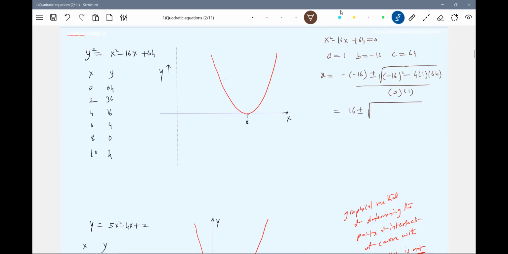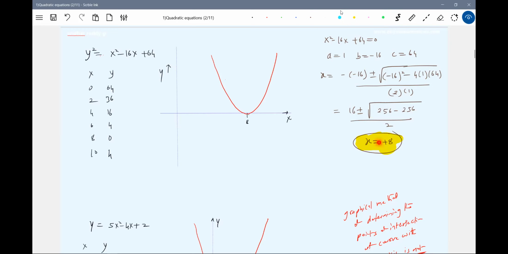16 plus or minus square root of 256 minus 64 into 4, which is 256. I think this will be 16 by 2. So finally, I'll end up with 8. So what I'm getting is only one positive root. Please do notice here. One positive root. What does it mean? The curve is going to touch the x-axis at x equal to 8.